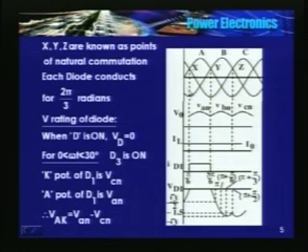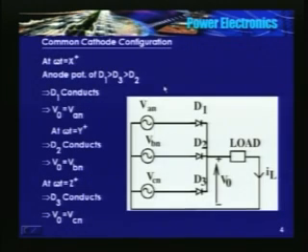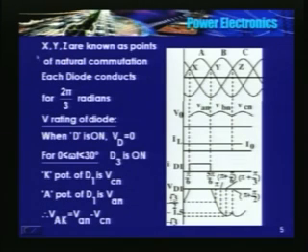When the diode is conducting, the load voltage is the same as the phase voltage. When D1 is conducting, the load voltage is the same as VAN. When D2 is conducting, the load potential is VBN, and when D3 is conducting, the load potential is VCN. So VAN, VBN, VCN.